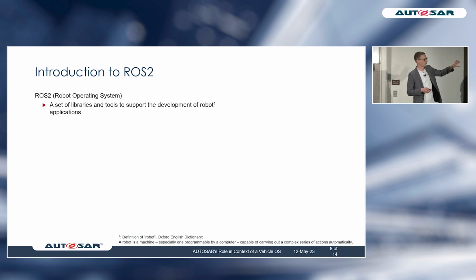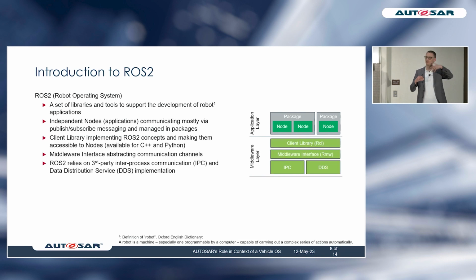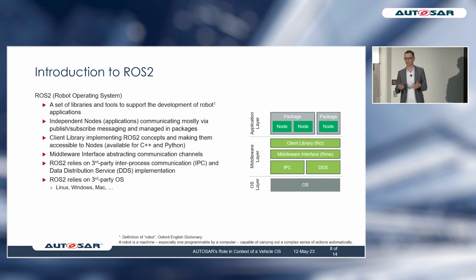It has nodes, a different terminology than Autosar, but the nodes are basically the applications. It's supported by its own middleware. So you have a small library you link to your applications, making all the functions provided by ROS available to the applications. Then you have the middleware abstracting the communication, and for communication it's foreseen to have either DDS or an IPC, like inter-process communication. And it relies on a third-party operating system, may it be Linux, QNX, or any other POSIX-like system.